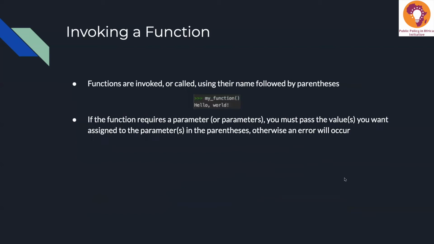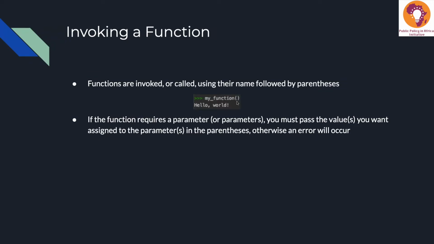All right, so now for invoking a function. Functions are invoked or called using their name followed by parentheses. On the previous slide, I had defined a function called myFunction. Now when I want to call that function, I just do my_function with the parentheses, so the name of my function followed by parentheses. I'm entering this in my Python REPL environment, notice the 3 green arrows.